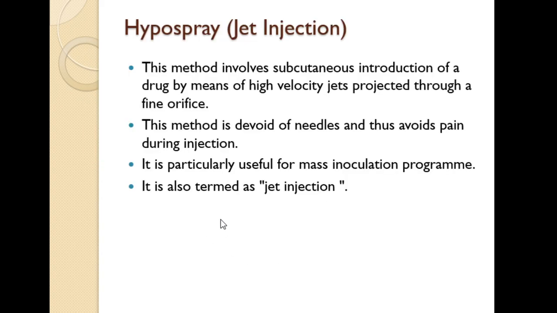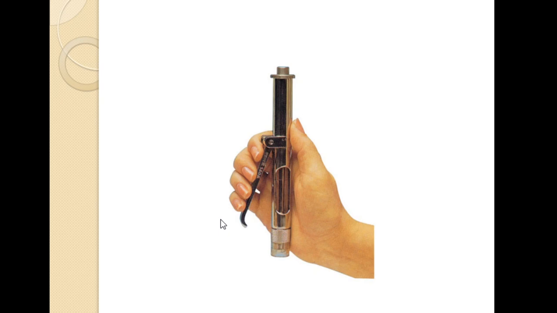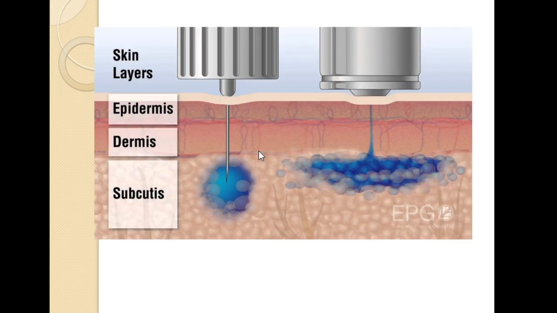Next is hypospray or jet injection. So you can see the image of that jet injector. So in this technique, you will be able to see in the image. So in injection method, we use a needle to press the body and introduce the drug. So as we can see here.